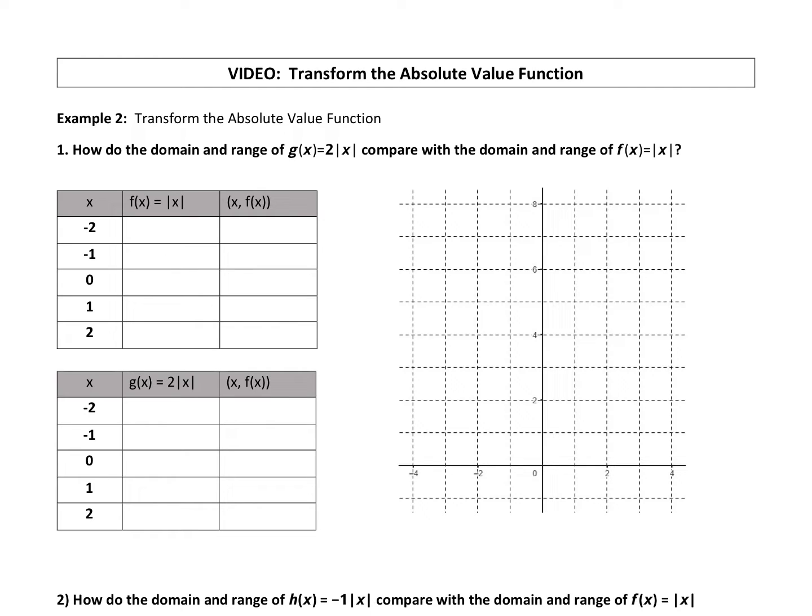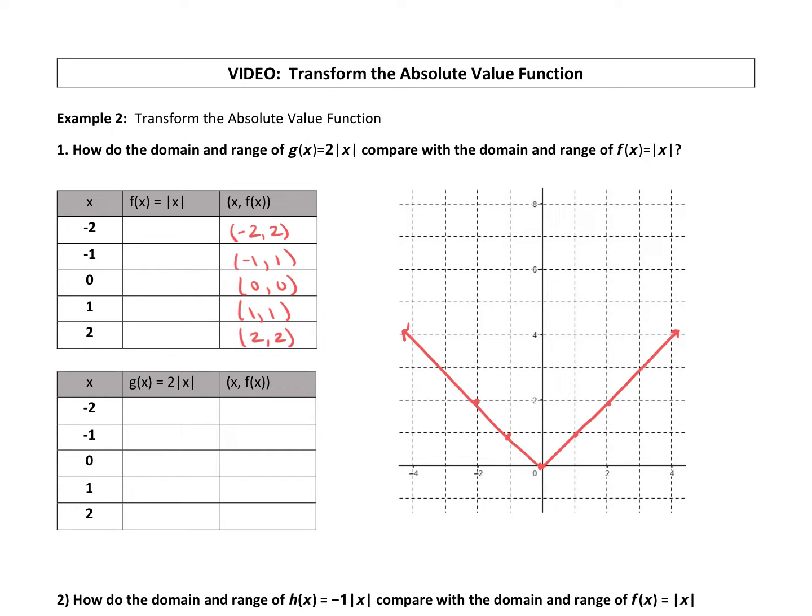We can just take our work that we already did. We know that we're going to have the ordered pairs negative 2, 2; negative 1, 1; 0, 0; 1, 1; and 2, 2. So we're just using our old work. That's perfectly fine to do. Let's plot those points. We have negative 2, positive 2; negative 1, 1; 0, 0; positive 1, 1; and positive 2, 2. I'm going to graph. I know it's a V shape. It's going to go through those points.